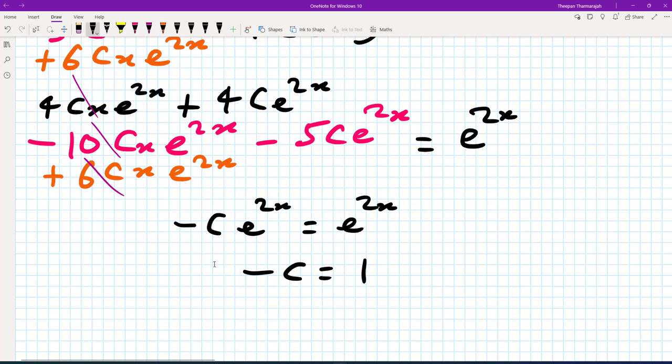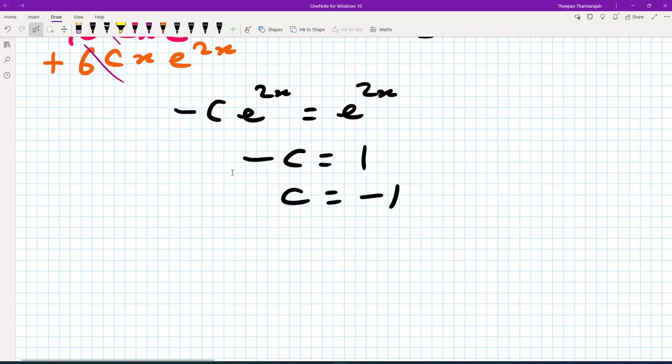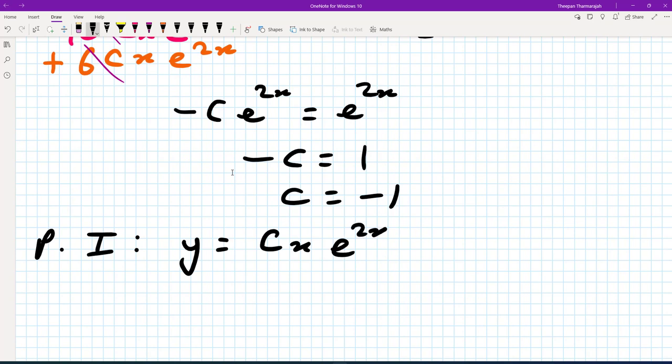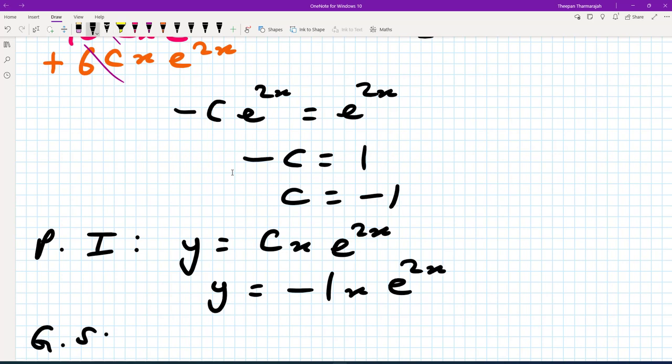Therefore, c is equal to minus 1. So my particular integral would be y equals cx e to the 2x. So in our case, it's minus 1x e to the 2x. So we can say that the general solution is y equals the complementary function plus particular integral.